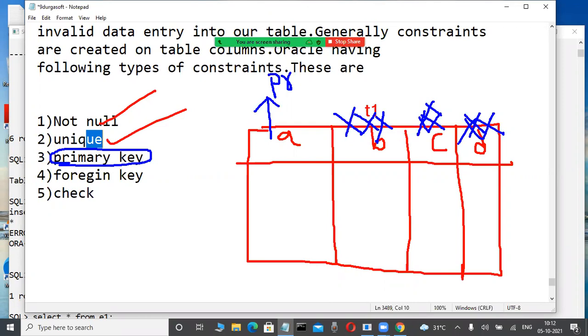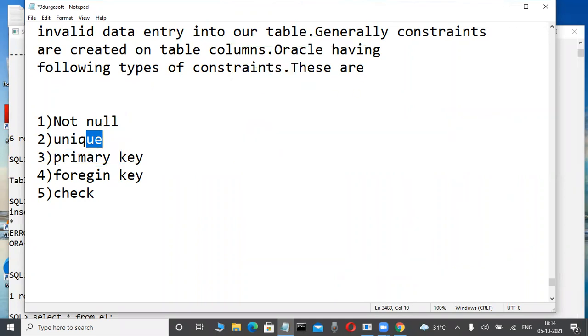In every relational database system in the world, what is the rule? There can be only one primary key in a table. Very good. Only one primary key in a table. Okay, fine. Now check it out. Concentrate here. In every relational database system in the world, there can be only one primary key in a table. What is a primary key?